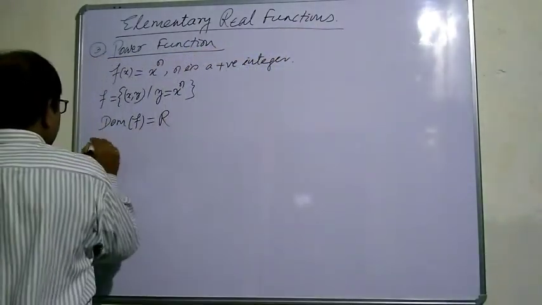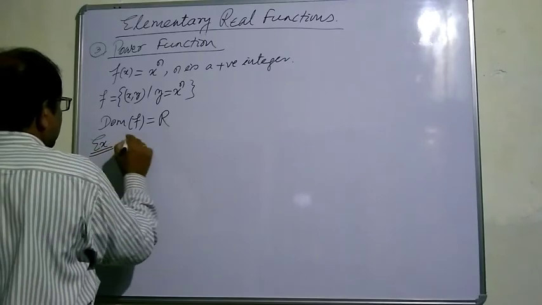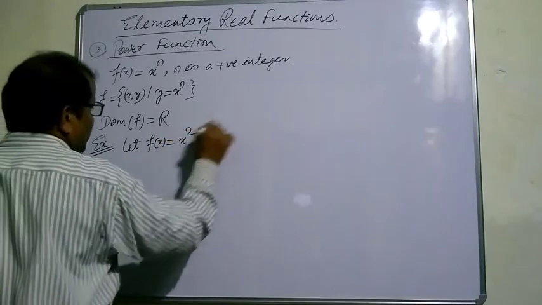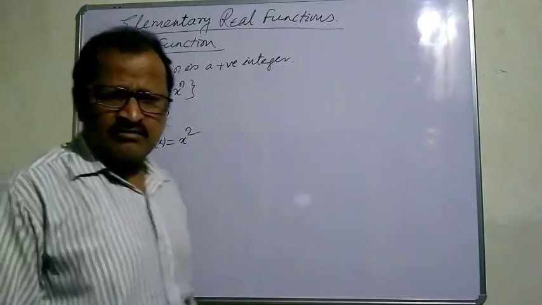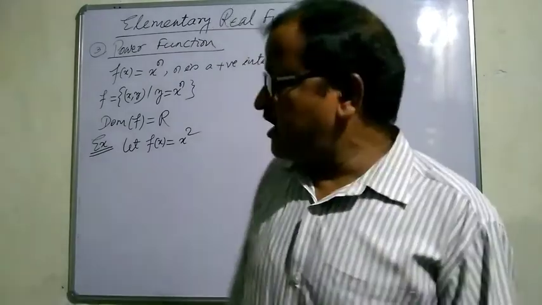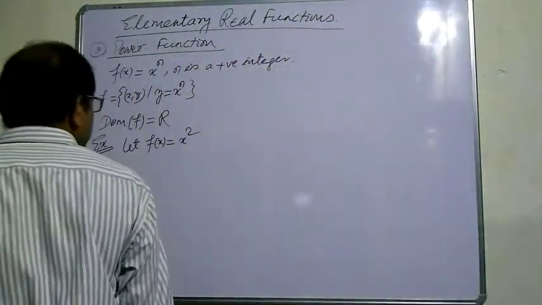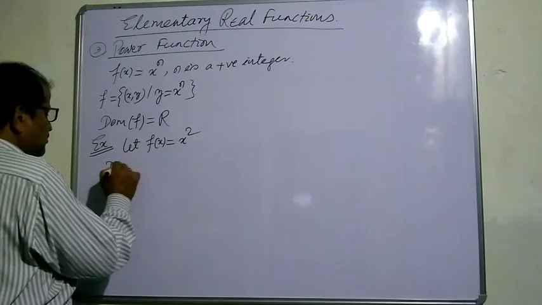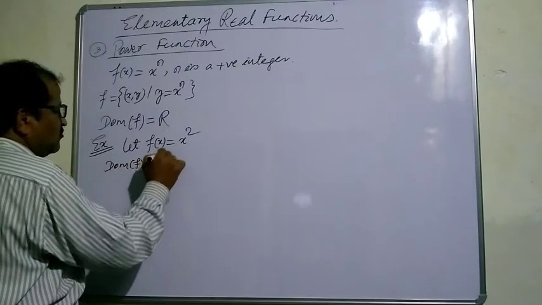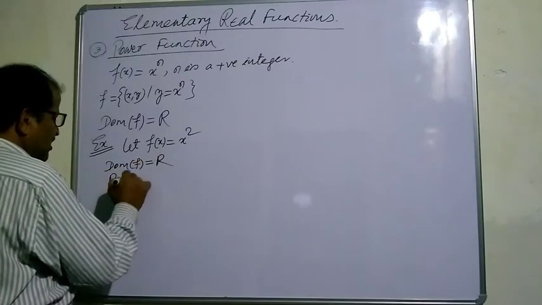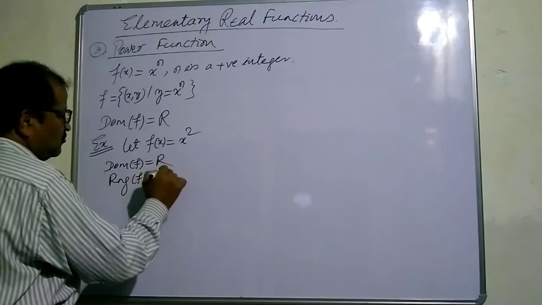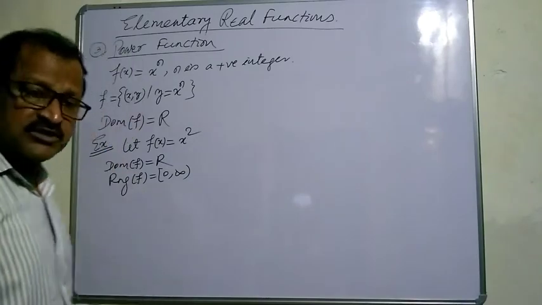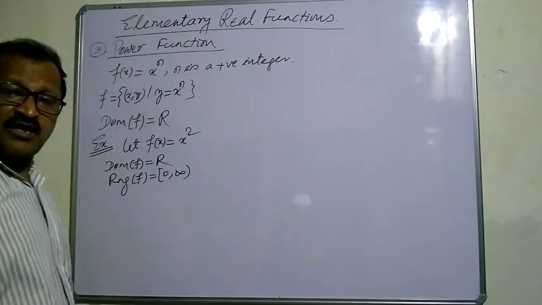Suppose I take an example of this function. Say let f(x) is equal to x square. x square is a quadratic function. f(x) is equal to x square. So here, what is its domain? The domain of f is equal to R. The range of f is equal to 0 to infinity, the set of non-negative real numbers.